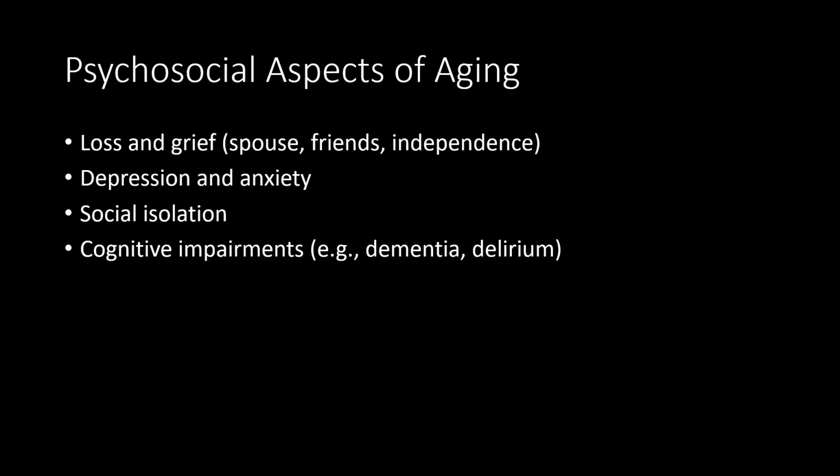Some psychosocial aspects of aging we need to take into account as nurses for our older adult population include loss and grief. And when we speak of loss and grief, this is not just regarding people that we know and love, like our spouse and friends, but also as we age, we can lose that independence that we've been so used to. So that also can be an aspect of loss and grief. They may experience increased depression and anxiety. They may have social isolation.